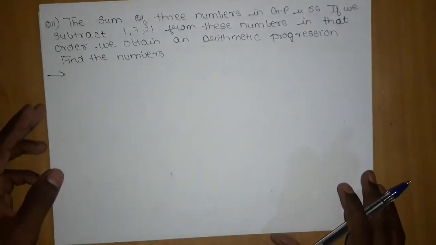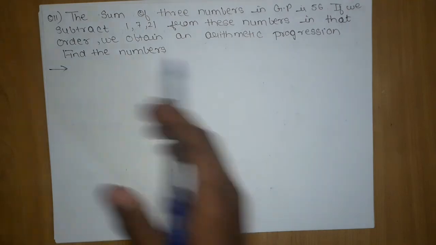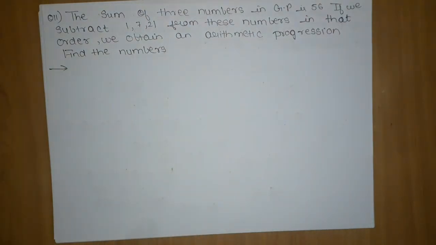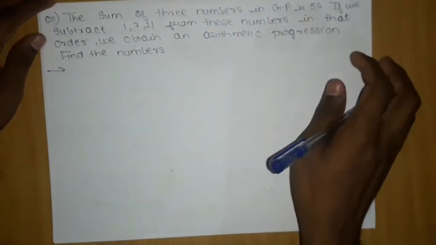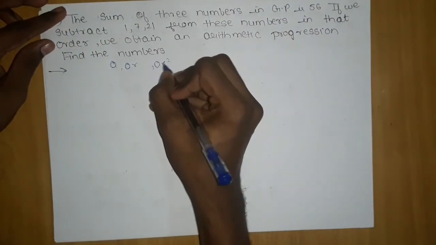The next question is question number 11, which says the sum of three numbers in GP is 56. If we subtract 1, 7, 21 from these numbers in this order, we obtain an arithmetic progression. Find the numbers. Now let's take the numbers a, ar and ar square. Why are we taking this? Because there is no product application.